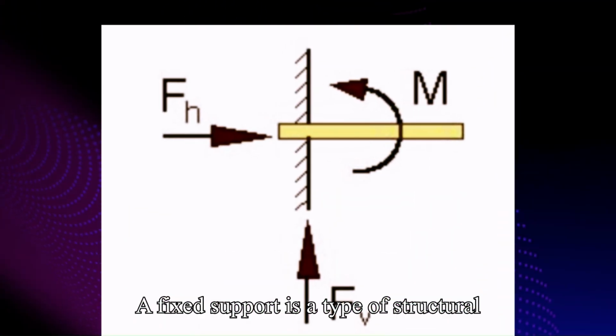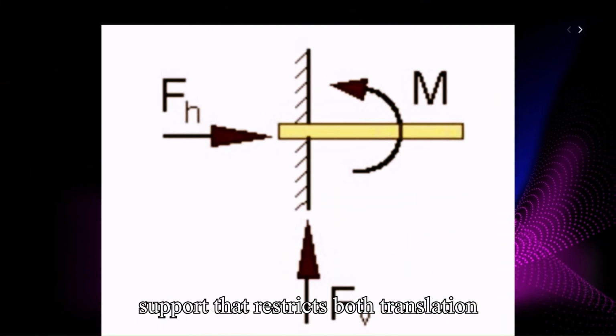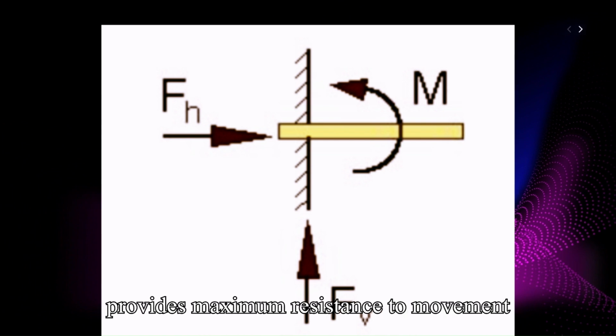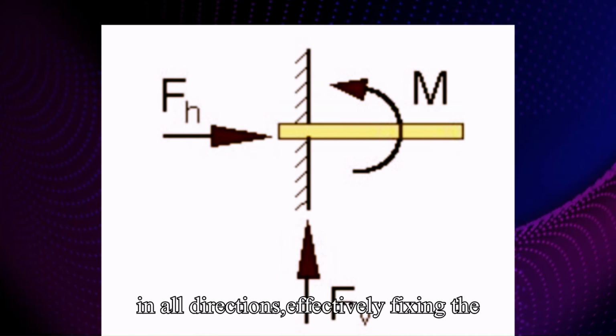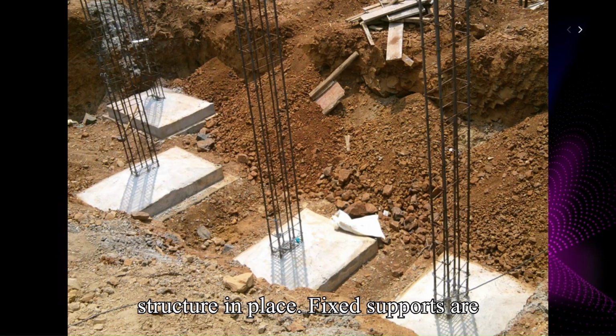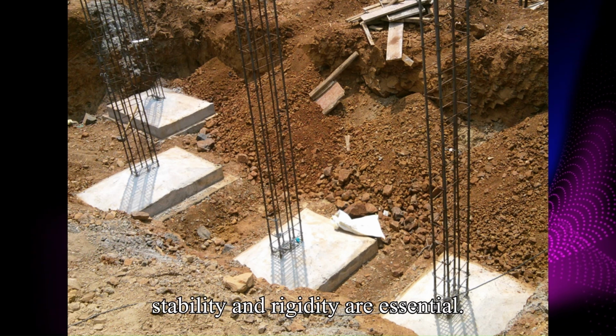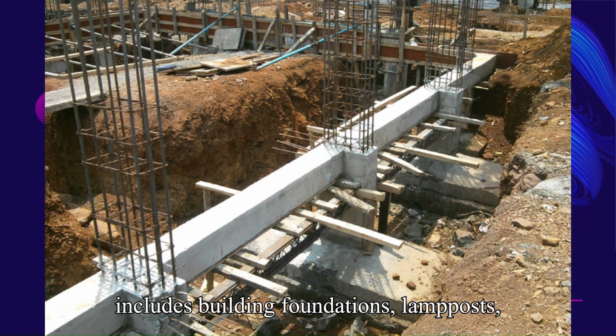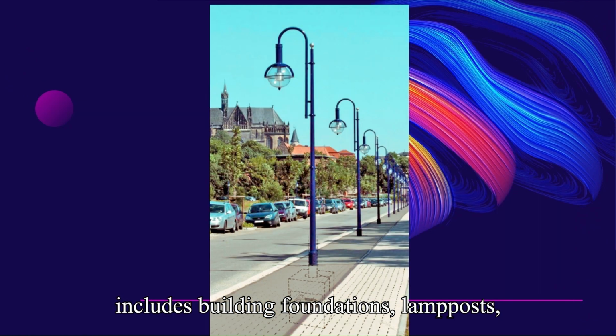A fixed support is a type of structural support that restricts both translation and rotation at the connection point. It provides maximum resistance to movement in all directions, effectively fixing the structure in place. Fixed supports are commonly used in structures where stability and rigidity are essential. Examples of this support in real life include building foundations, lampposts, and heavy machinery.